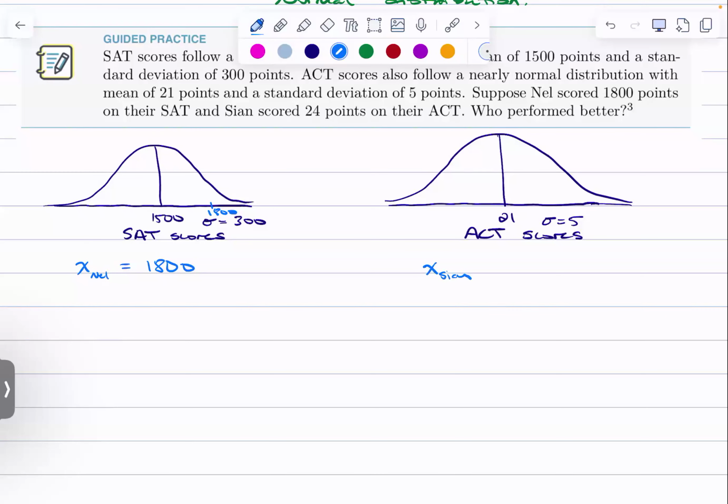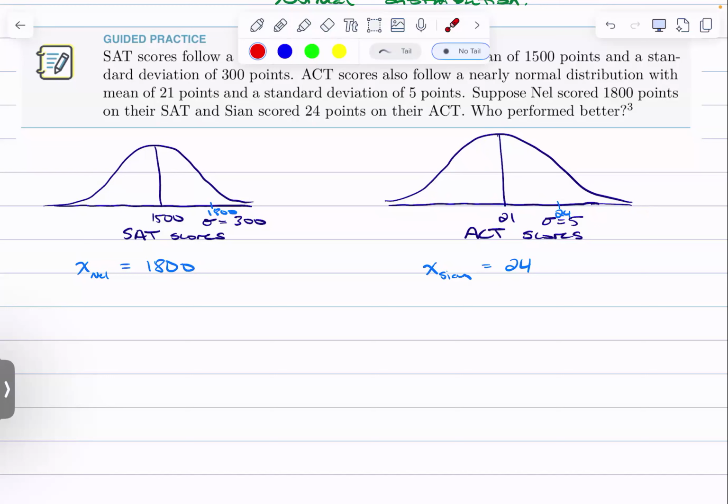So the observed value for Cyan is 24. When I jot that down on my ACT scores for the scale, I'm also above the mean. That's good. So both of these scores are above the mean. They're both doing well. I'll put it in the same-ish spot, just to visualize. Remembering that this line here is my scale, a number line for my outcomes.